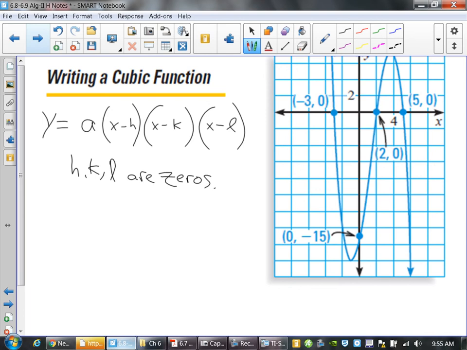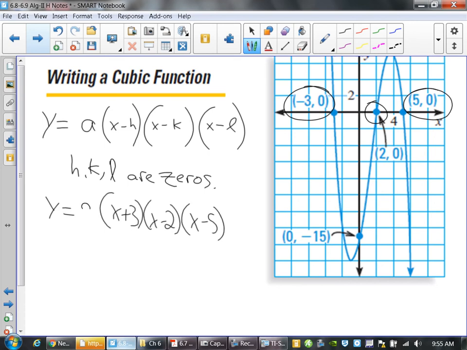All right. What do we got? So we have 3 zeros. We have a zero at -3, a zero at 2 and a zero at 5. So that means my 3 terms are going to be x plus 3, x minus 2, and x minus 5. We okay with that? What's the other ordered pair I'm given in this graph? 0, -15. And that's a point on the graph.